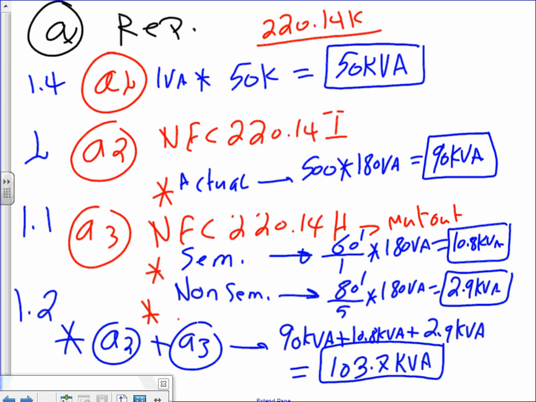103.7 kVA. And who decides whether it's simultaneously or not? The user, or you as an engineer. If you don't know, what would you do? What's the worst scenario? It's called cover-your-butt type design. If you don't know if they're simultaneous or not, assume simultaneously. Worst scenario. So good point.